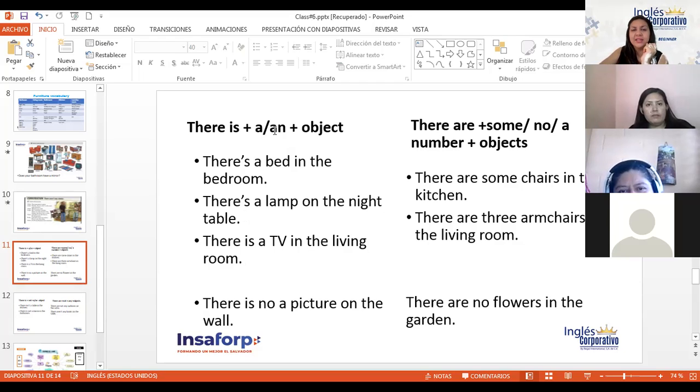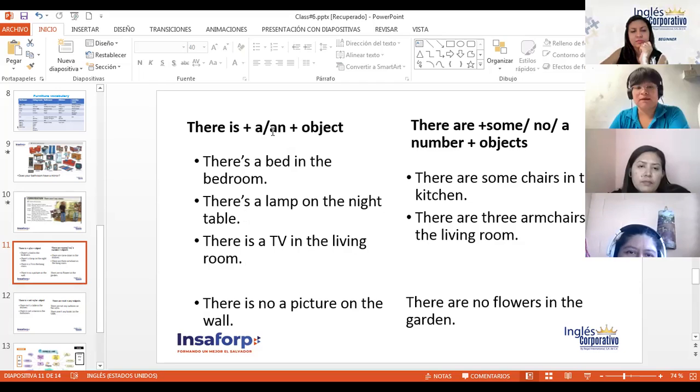When do we use an? When the word starts with a vowel. Exactly. When the next word starts with a vowel sound. For example, orange or elephant or ice cream or apple. For example, we can say there's an orange armchair in the living room.